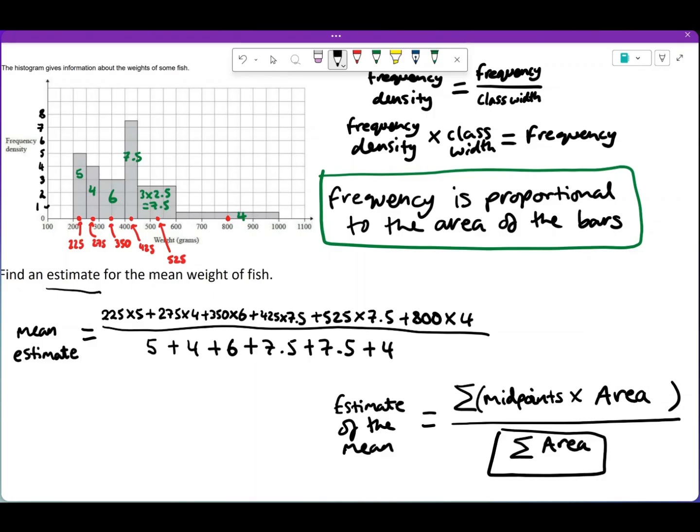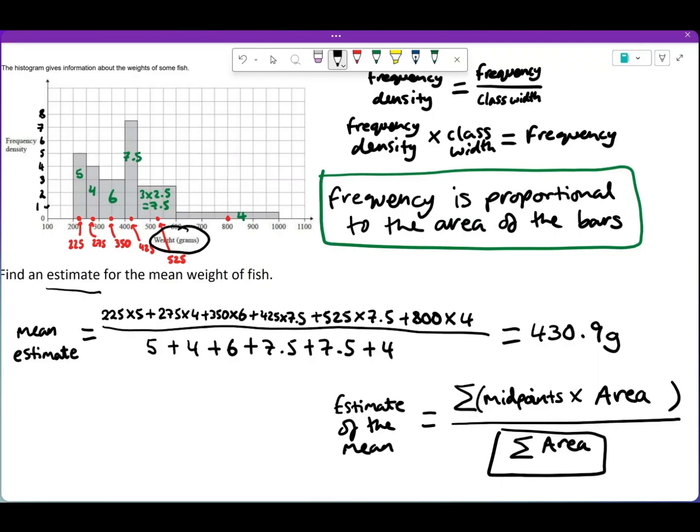And then this whole calculation here is going to give me my estimate of my mean. So let's put it in the calculator. And we get 430.9 to 1 decimal place. And it's about the weight in grams. So therefore, I'm going to put a G at the end to indicate grams.